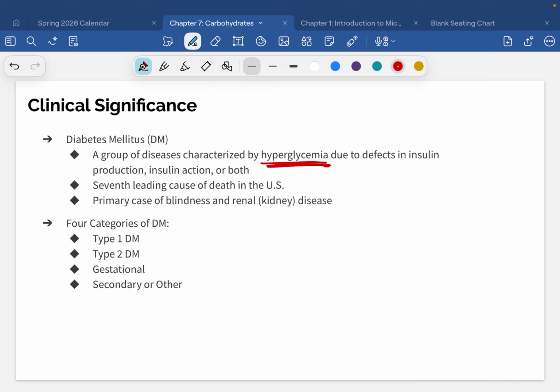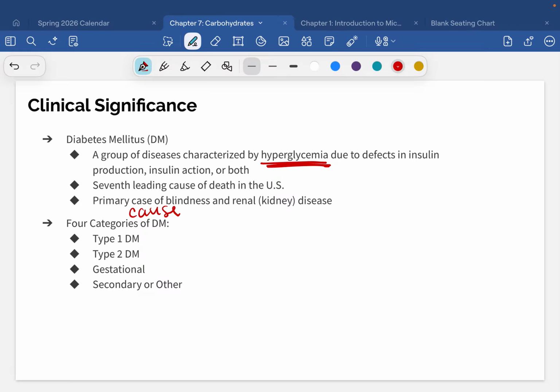There are a lot of people, I think I have these numbers written down. It is estimated that 29 million people in the United States, almost 10% of the total population, have some form of diabetes. 10%, that's a lot. So almost 30 million people in the US have some form of diabetes. And it is a primary cause of blindness and renal disease or kidney disease. We'll talk about why that's true. For a lot of people, that's really weird, why blood sugar would cause blindness and kidney disease, but we'll talk about why that's true as we go through.